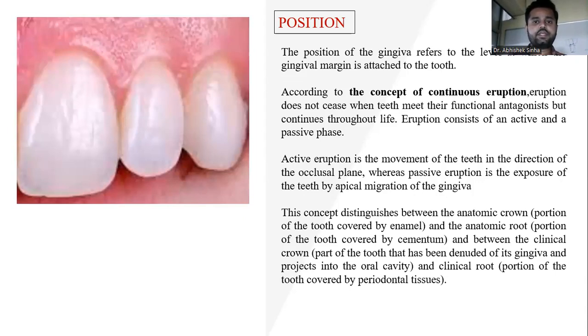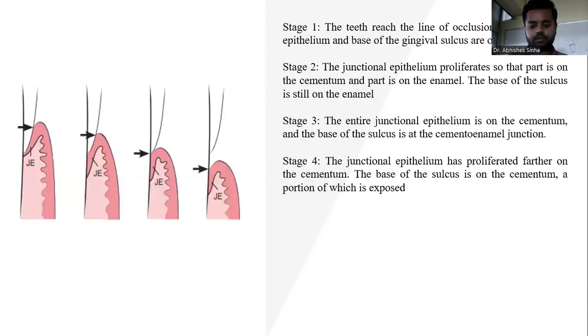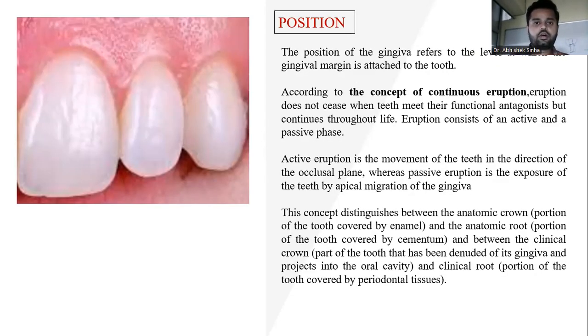Right. So with this, we have covered the topic gingiva. We have spoken about the normal features. We have spoken about how it is anatomically divided. We have seen the histological and microscopic features, and we have also seen the clinical aspect. I hope that you have understood this chapter well enough.